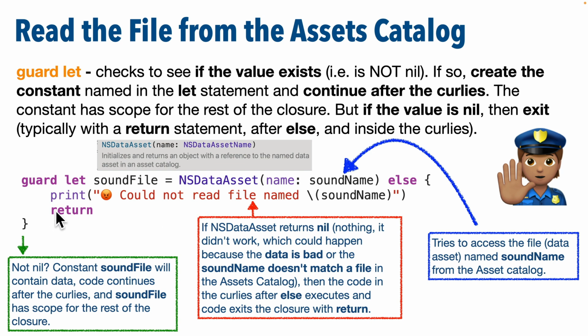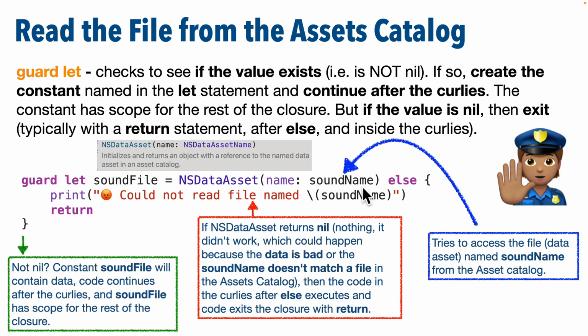So what's this let statement that we need to complete? Well, we know what let does. It creates a constant. So this will be a constant named soundFile. And to create this constant, we use the NSDataAsset command. Now, code completion for NSDataAsset will say it initializes and returns an object with a reference to the named data asset in the asset catalog. Now, what that means is it'll take the data from the file with the name that we pass into NSDataAsset. So this is going to be a string with the file name.